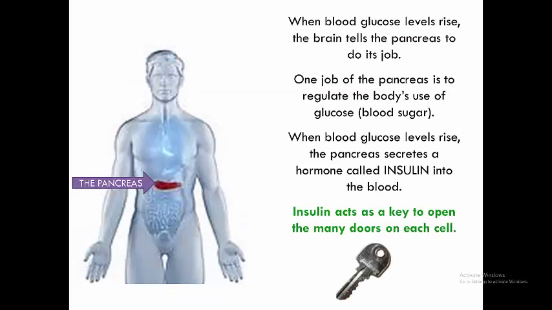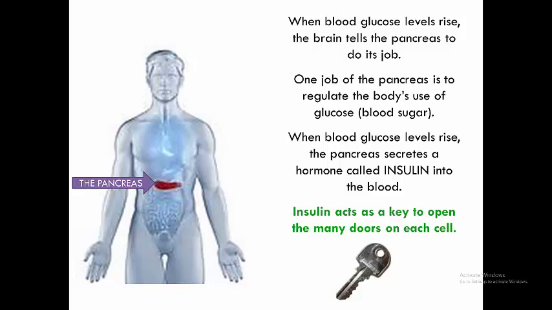When that blood glucose level rises, because the carbohydrate from our food has moved into our bloodstream, the brain says, yo, pancreas, you're up. Do your job. Well, the pancreas has a lot of jobs, but one job is to move the glucose out of the bloodstream and into the cells, and then tell the body, hey, you need more fuel. So when blood glucose levels rise, the pancreas is stimulated to secrete a chemical hormone called insulin.